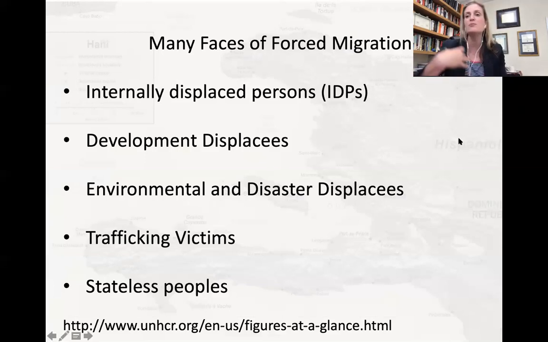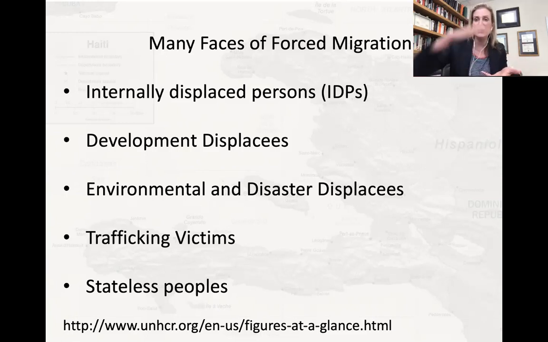We talked about stateless people. Those are people that, for reasons often of war or immigration policies that don't offer birthright citizenship, can be left without a state, without a nationality at all. And because the global political system still privileges the nation state as the most powerful political entity, that becomes a problem, right? Because the UN and the Human Rights Commission can only back up the human rights of individuals inasmuch as nation states are willing to respect them. So any questions in terms of these types of forced migration?